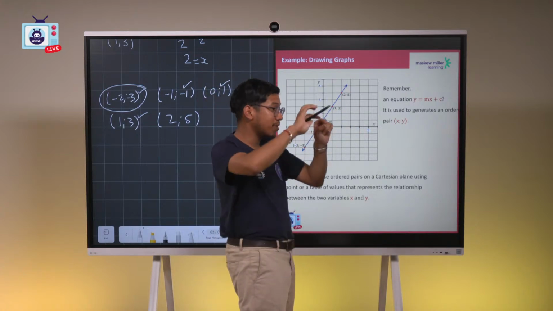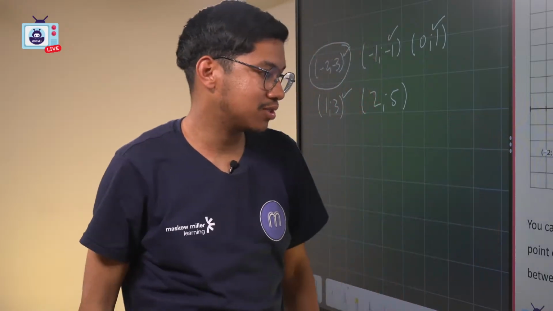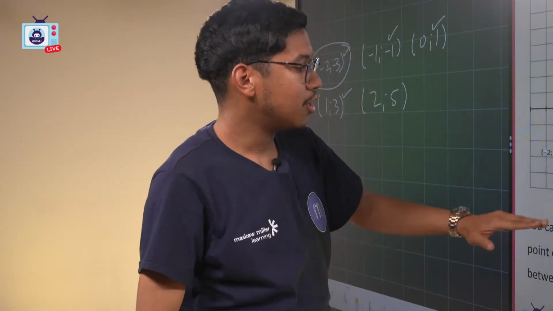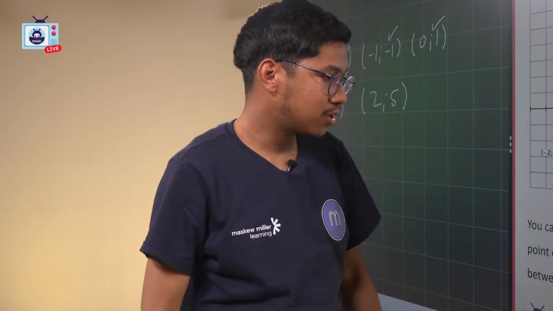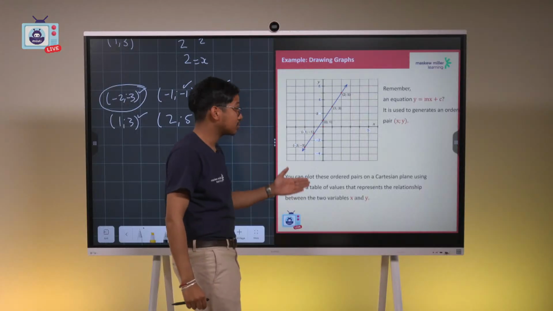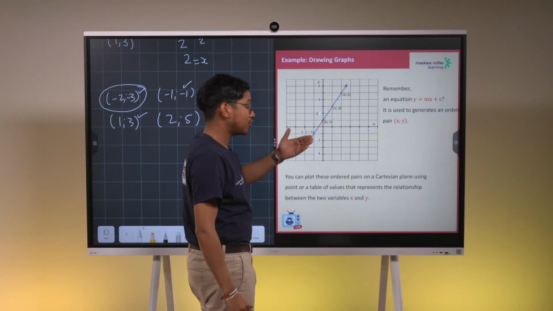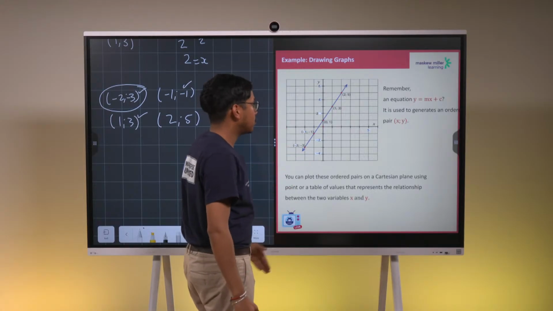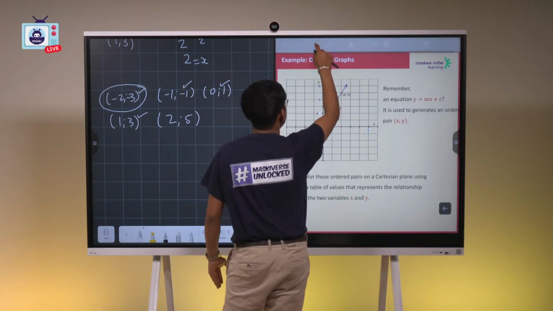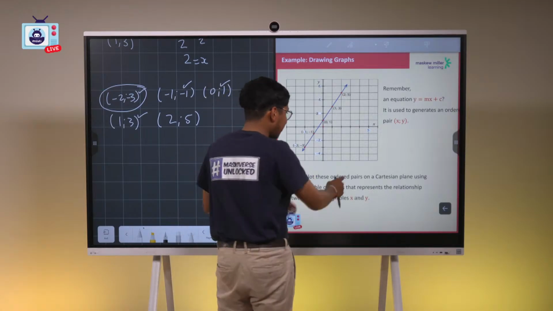I can see it's forming a line once I connect these dots over here. All right, so it says there, you can plot these ordered pairs on a Cartesian plane using a point or a table. So we've used a table to substitute the x values into the equation to give us the corresponding y values, okay? So we don't have much time left.